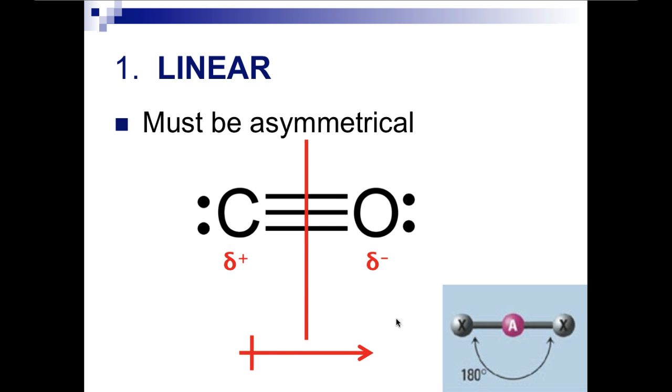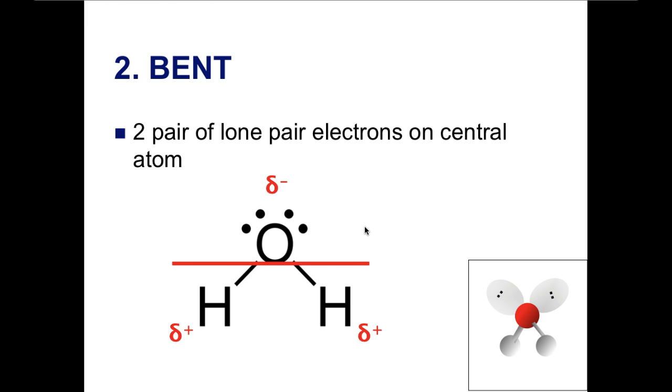First is going to be linear, and it has to be asymmetrical, meaning that the element on the left is different than the element on the right. So carbon in this case is going to be partially positive because oxygen is more electronegative, so it's going to pull the electrons away from carbon. So this is going to be a linear molecule. As you can look on either side of this line, if we were to fold it in half, they're not the same. And these elements are going to be 180 degrees away from each other.